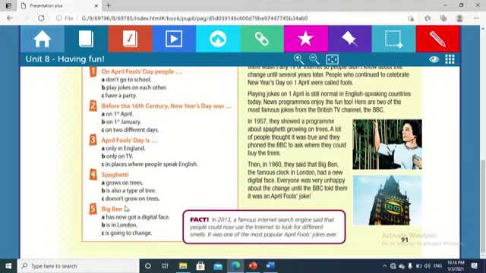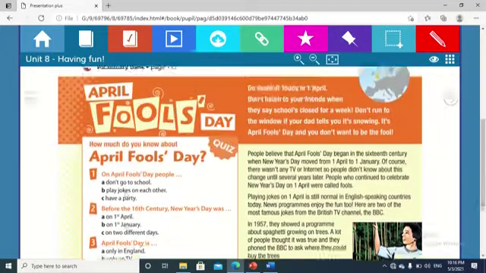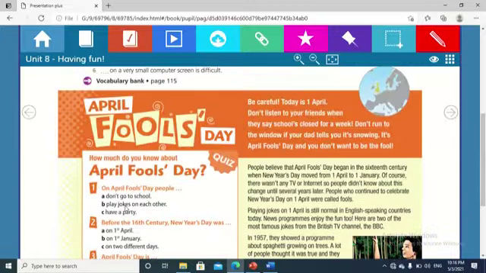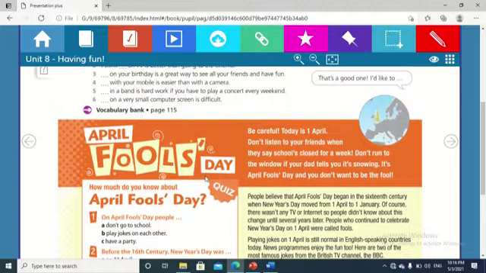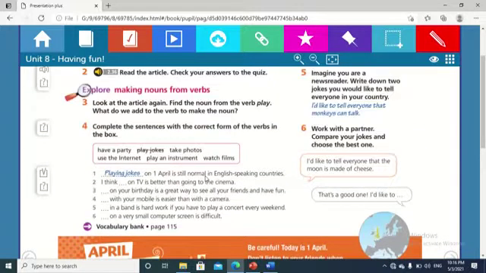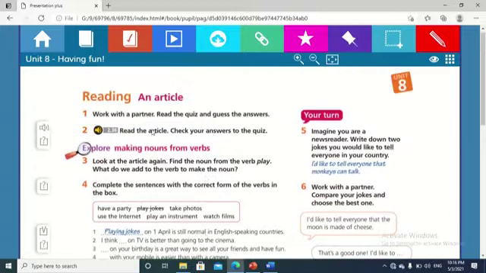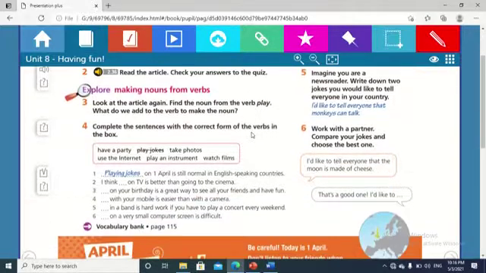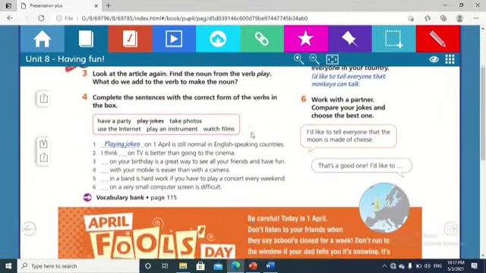We have 5 questions, so you are free to have your own answers, of course, just to discover what you know about April Fool's Day. Of course, you will discover if your answers are accurate or not after reading. So, in number 2, read the article, check your answers to the quiz. So, answer, then read. So, why don't we start reading? Then we'll check our answers.